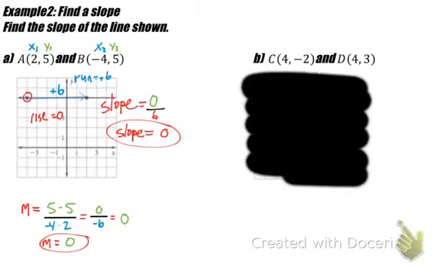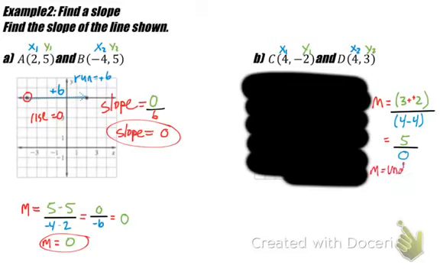Alright, let's look at B. So now we have 2 points again. We're going to label them x sub 1, y sub 1, x sub 2, y sub 2. And then to calculate our slope, m equals 3 minus negative 2 over 4 minus 4. Simplify further, 3 plus 2 ends up being 5 divided by 0. And because you can never divide by 0, it doesn't make sense. We have a graph with a slope that's undefined.